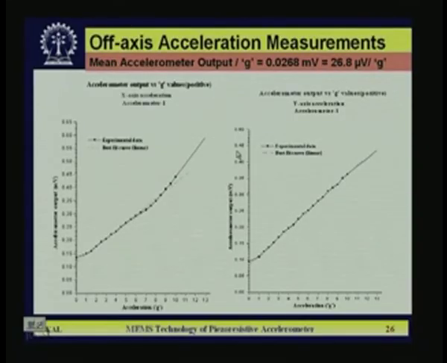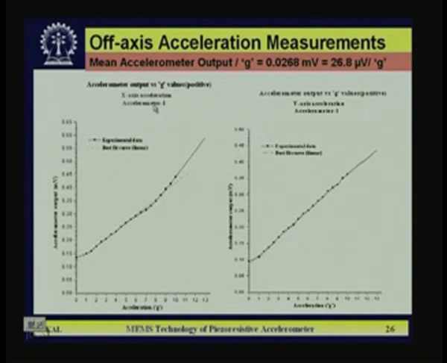So because of the variation of the flexure thickness, here also, thicker flexure means you will not get much output. Output will be lower because it is not that sensitive. So because of that, we got a reduced value of the output per g. Now the next is an off-axis acceleration measurement, that also we have made.